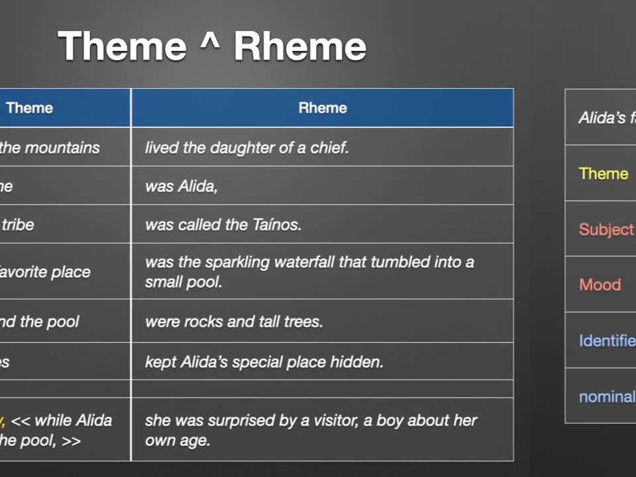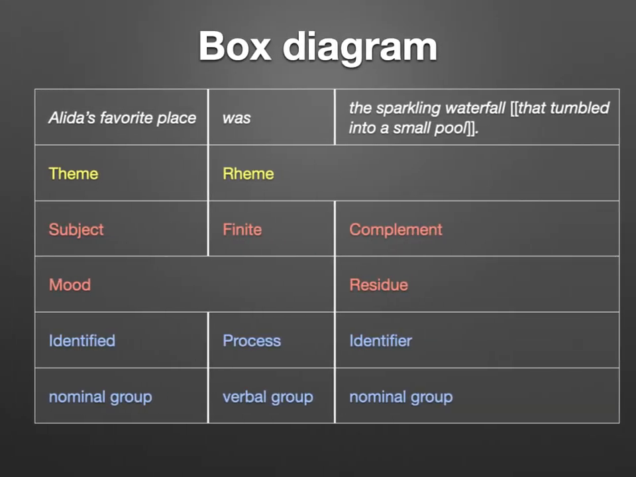Another way of showing the analysis is by way of box diagram. And we've looked at box diagrams before. Box diagrams can be very helpful too, and they can help us see how the different strands of metafunctional meaning, the different metafunctional strands, are woven together. So by just looking at it clause by clause, box diagram by box diagram, we can see, for example, that Alida's favorite place, it's theme, certainly, but it's also subject, and it's something that's identified in the identifying relational clause in the experiential strand.